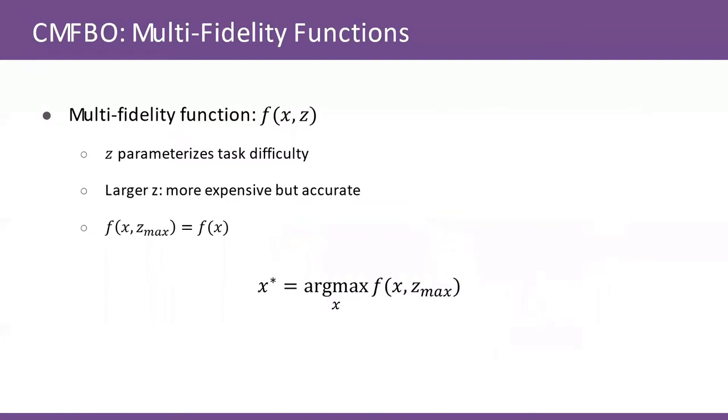We describe the multi-fidelity function in details. The original objective function is f(x). Our multi-fidelity function is f(x, z), where x is the input hyperparameter and z parameterizes the task difficulty. Note that f(x, z_max) is the original objective function.